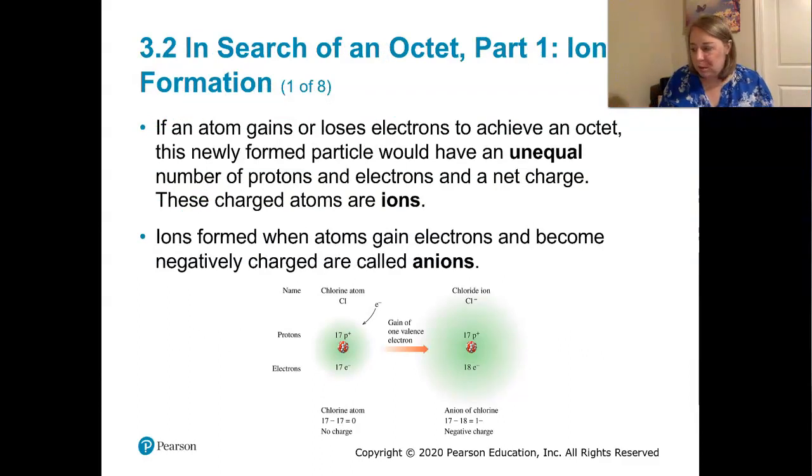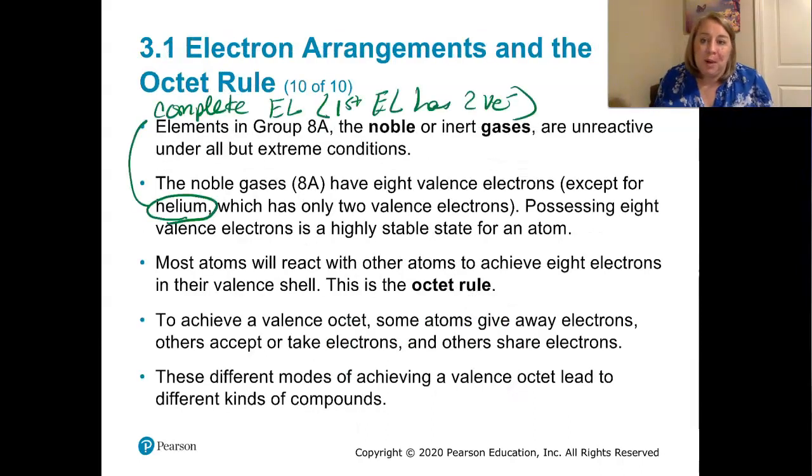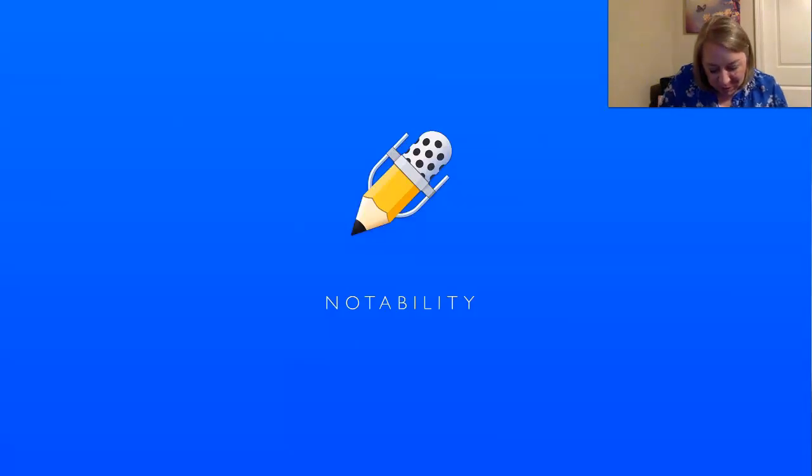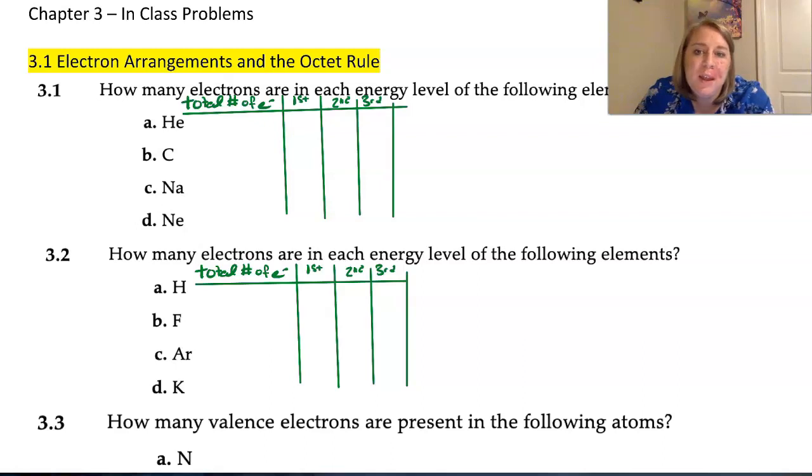So let's talk about give and take first. Give and take's kind of the easiest one. Oh, but we're going to go do some problems. I'm getting too far ahead of myself. What we're going to try and do is identify how many electrons are in each energy level of the following elements. We're going to start with helium.